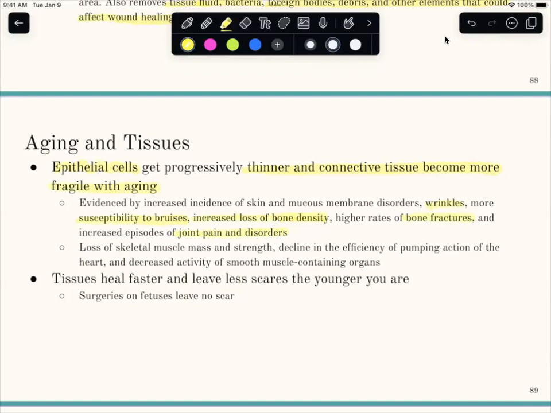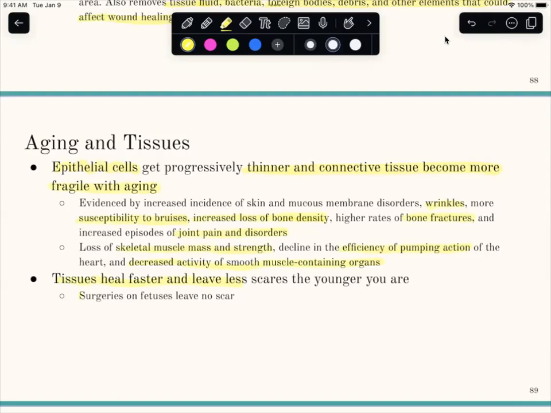Joint pain. You have all kinds of joint problems. As I mentioned with bones, skeletal muscle strength starts to decline at the age of 30. You don't notice it until your 60s usually, but you start to lose that if you don't use it. Your heart doesn't pump as efficiently. That smooth muscle doesn't work as well. The older you are, the slower your tissues repair themselves.